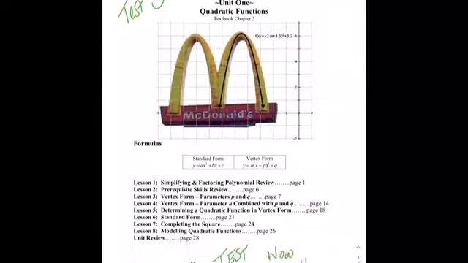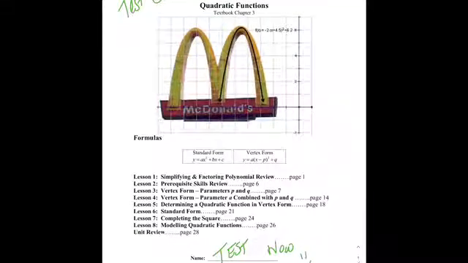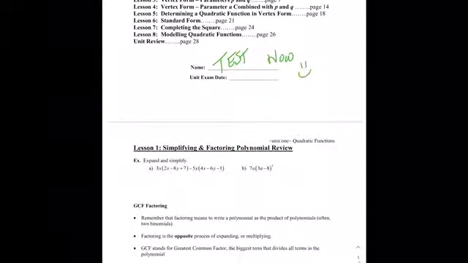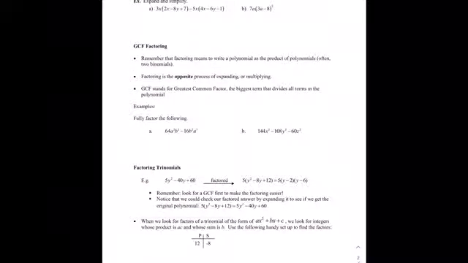Hi guys, let's start our quadratic functions first unit here, and let's look at the first lesson, simplifying and factoring polynomial review. So the first questions here say expand and simplify. Expand is just another way of saying distribute or multiply. All of those mean the same thing as expand, and then simplifying simply means to collect our like terms.